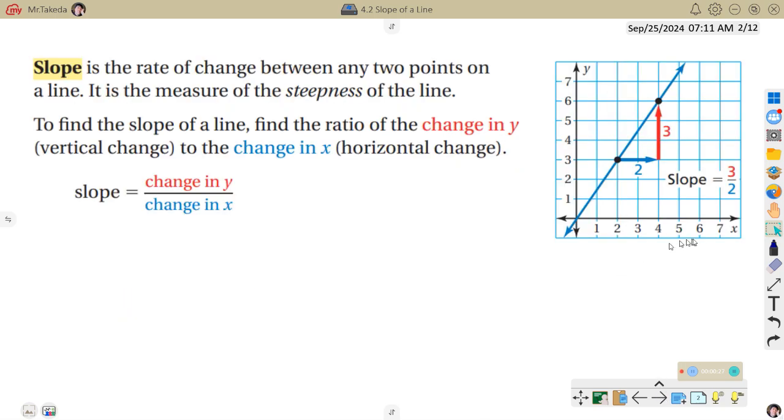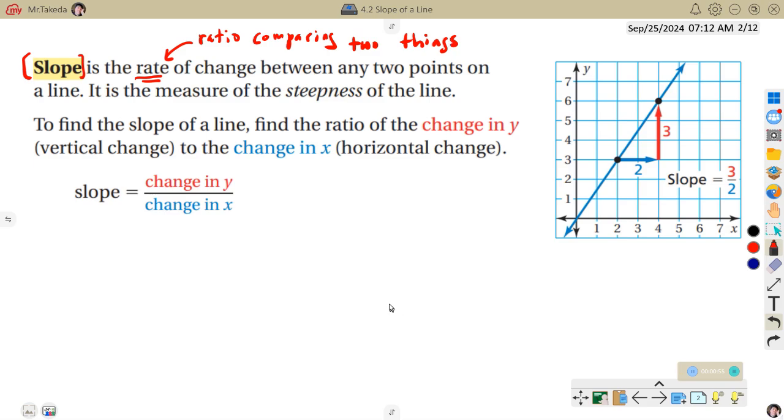Slope, more vocabulary, right? A lot of vocabulary. Slope is the rate of change between any 2 points on a line. Rate of change, okay? What do we think of when we hear rate? We think ratio. And we're going to compare two different things.